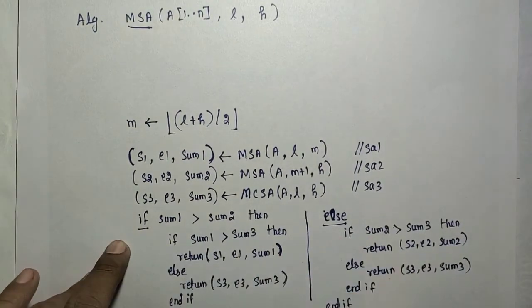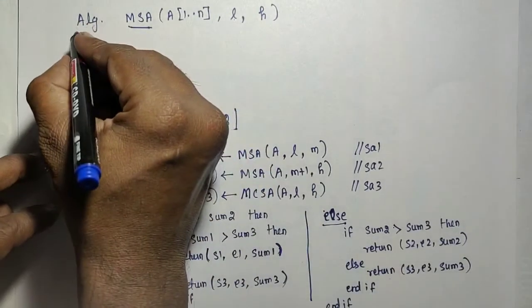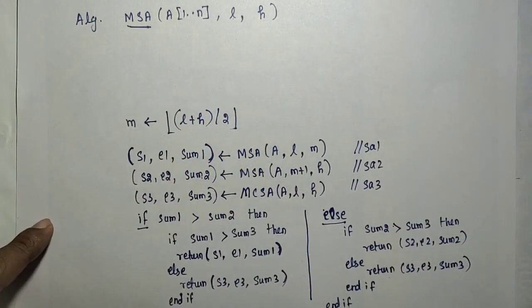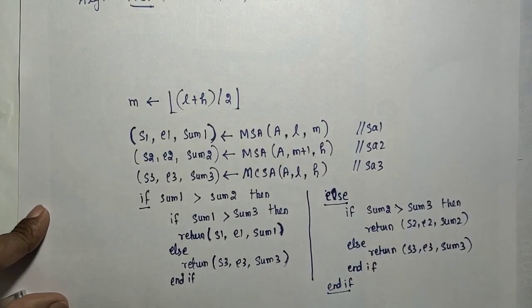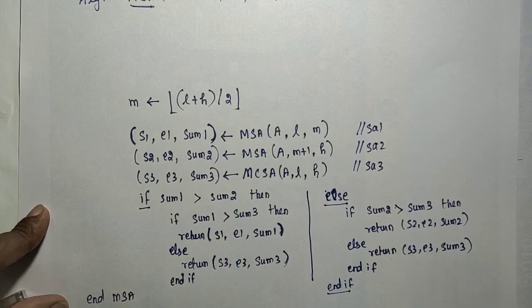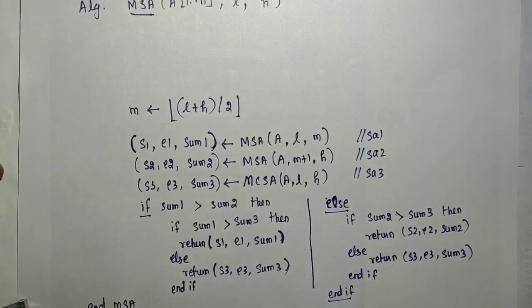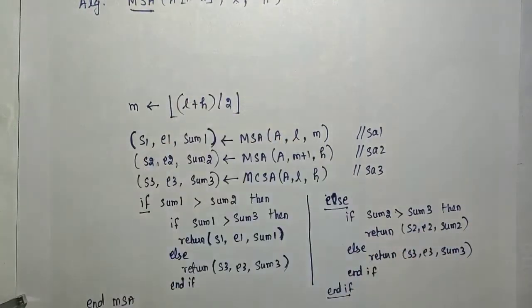Okay, so this one ended, and we have to end that algorithm. We have to complete that algorithm. End MSA. Okay, so this is a simple algorithm, that is just to find the middle element.